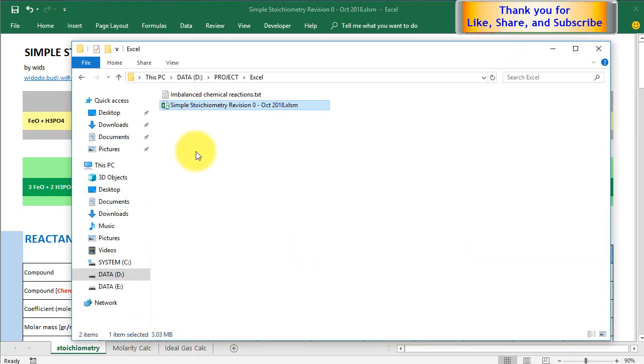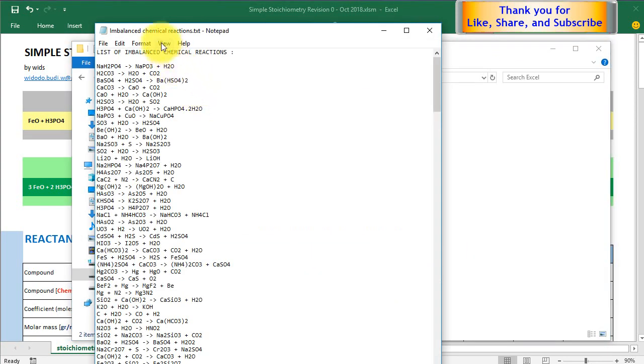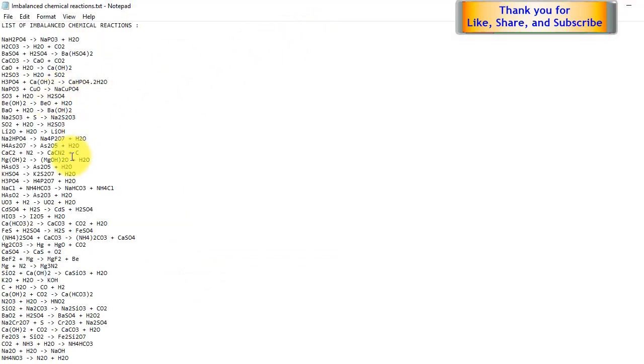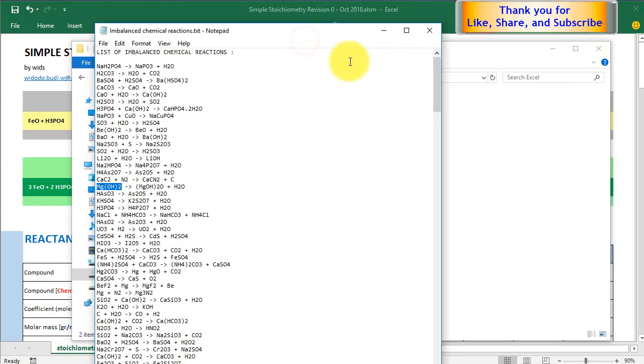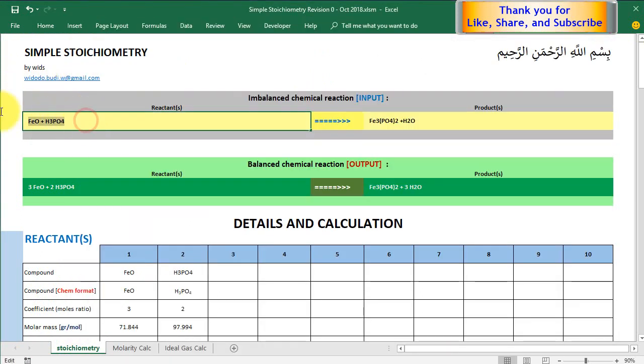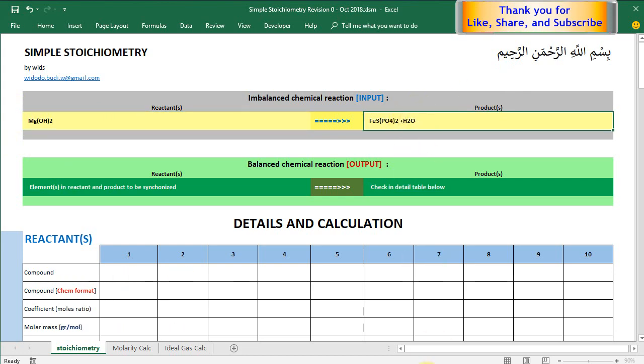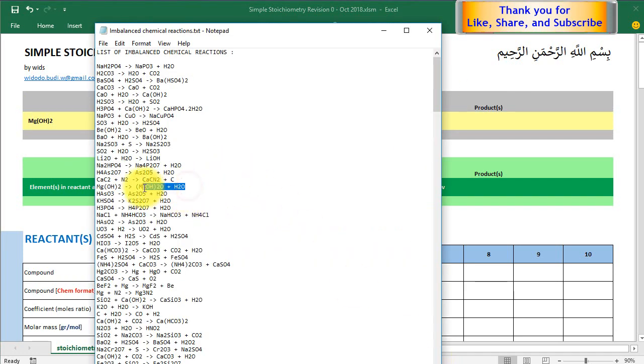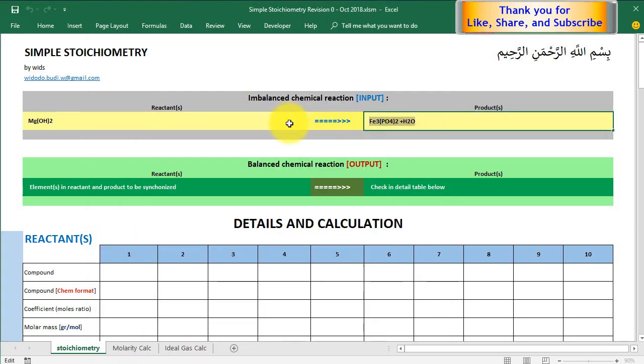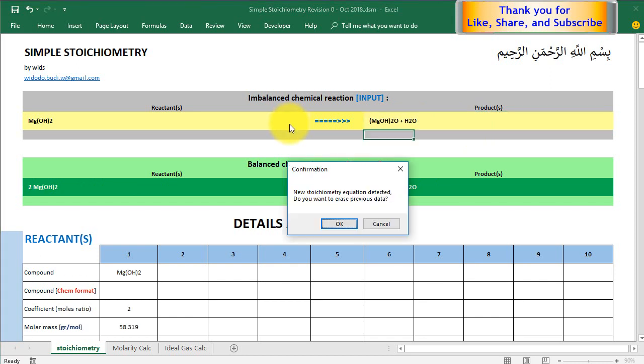equation. I have downloaded from the internet a list of imbalanced chemical reactions here. We can choose. This is to function test our application here. Yeah, we can choose. This is the second method. It's not typing, but copy paste. Don't forget to hit enter.